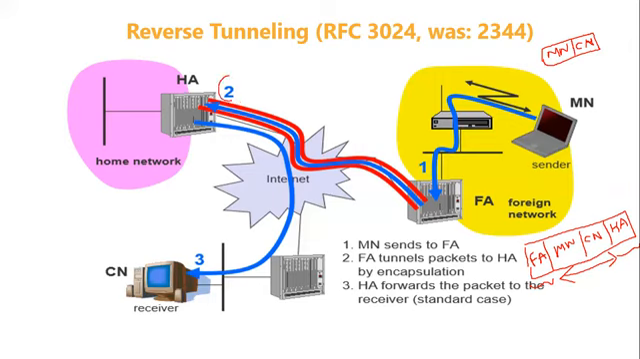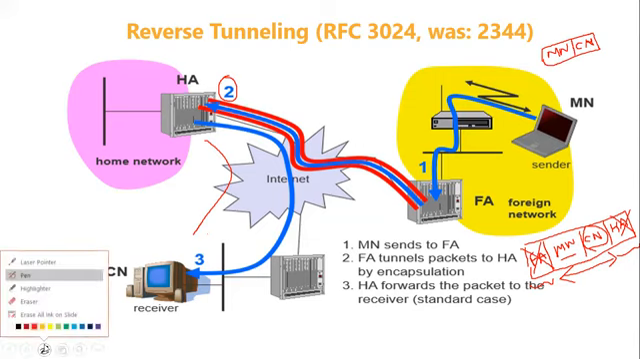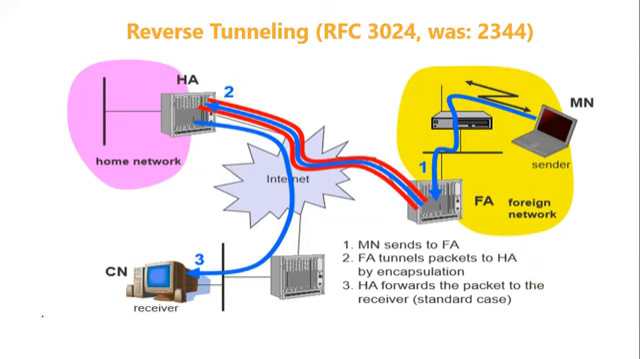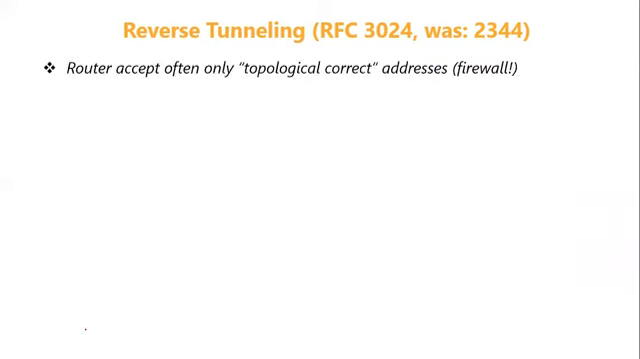Now the packet reaches the HA. The HA decapsulates this packet: it removes the external header, and it takes out the packet which is present inside. It will understand that the destination address is CN. Then, in step 3, the HA will forward the packet to the CN. So this is how the problem is solved with reverse tunneling.